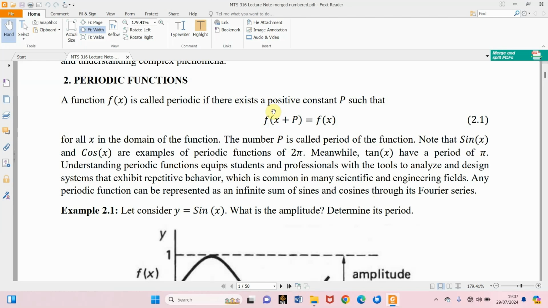There are many types of functions, and one of them is called a periodic function. What's special about this function is that when we have f(x + p), it will definitely give us f(x), which means that p is known as the period of that function. This is very common to trigonometric functions: sine, cos, tan, and some other trigonometric functions.